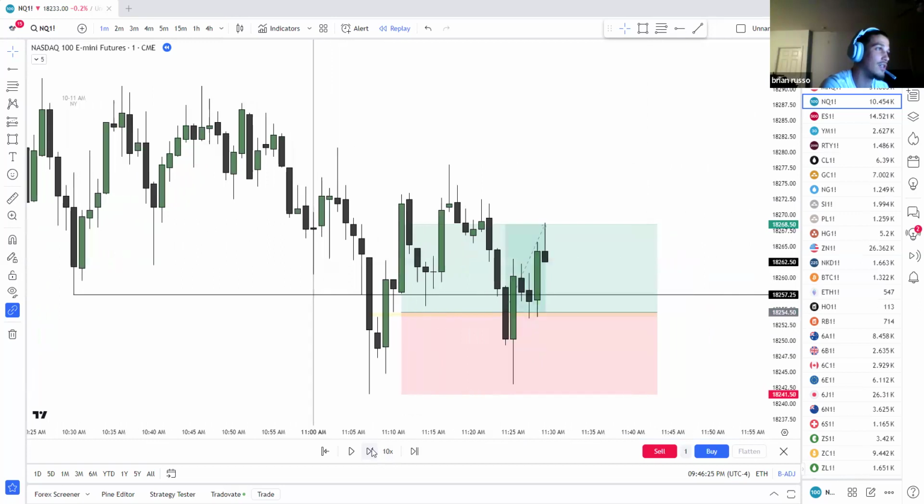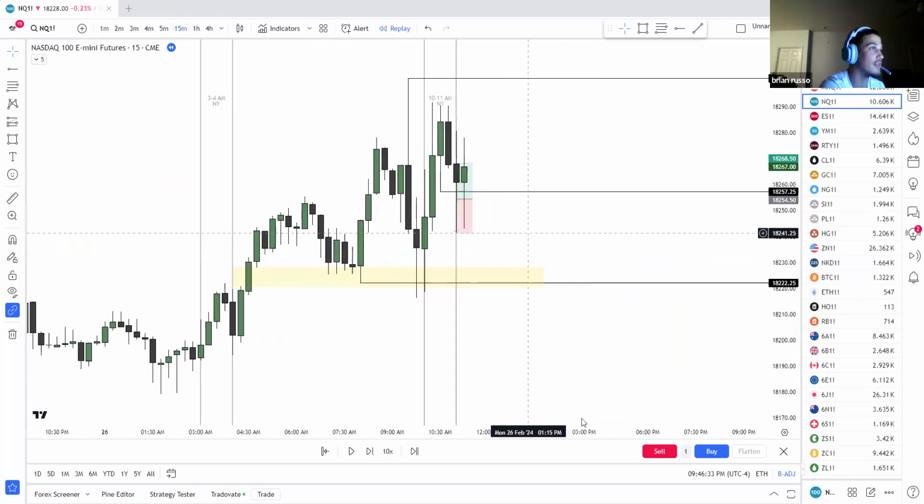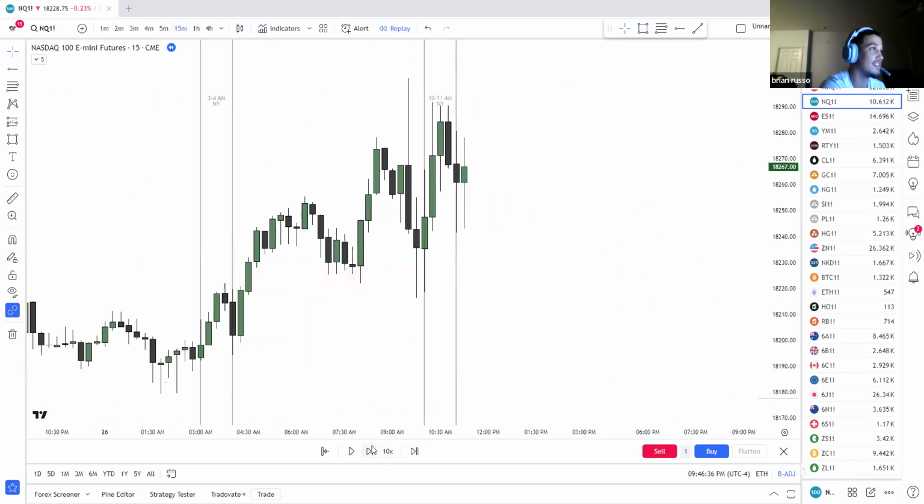Oh shit. It worked. ICT, what do you got going on with this strategy? It worked, 2 for 2 now. We weren't even in the silver bullet hour. Oh, amazing. Let's go to the next session.